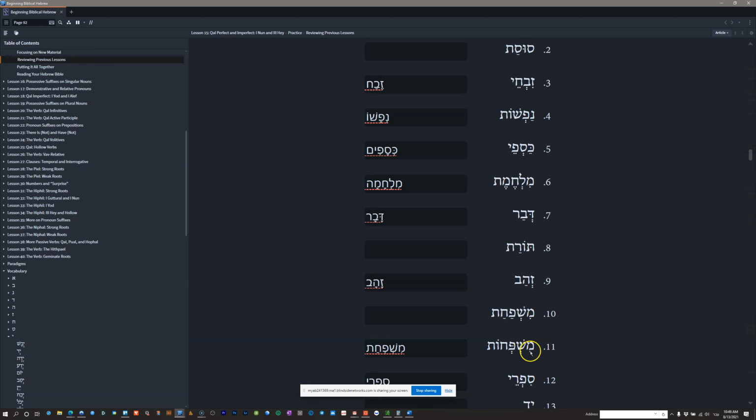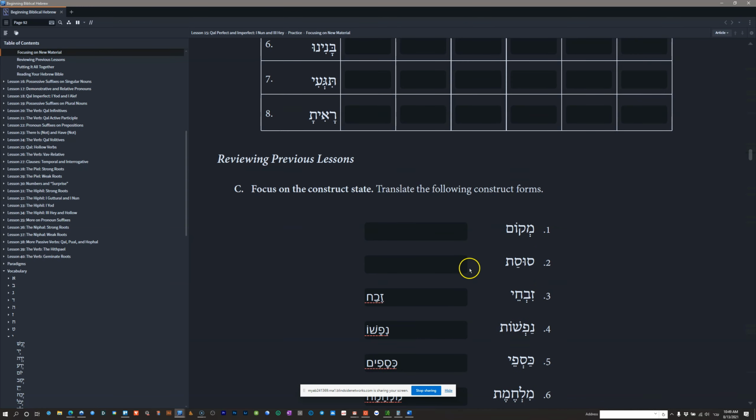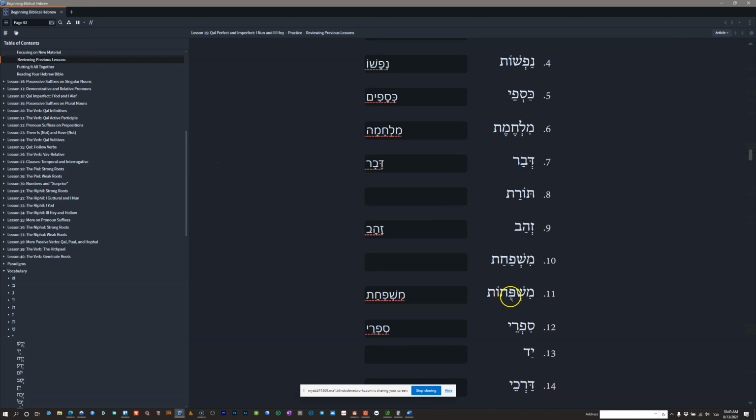Number 11, we've got mishpachot. And I'm pretty sure that mishpachot, well, it's obviously construct because we're told it's construct. I'm pretty sure the absolute form here would be mishpachot with a kametz. That's because in Hebrew, when you have an open syllable before the accent, we call this open pretonic, that really wants to have a long vowel.